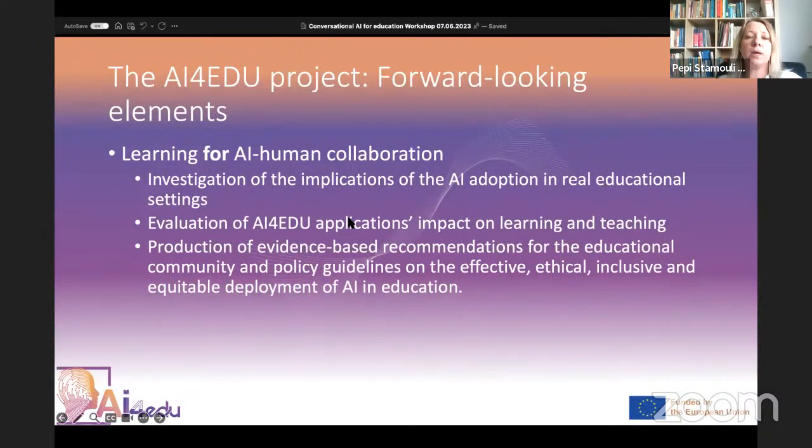Another aspect of AI and learning that we are addressing is learning for human and AI collaboration. In this context, we aim to investigate the implications of the AI adoption in real educational settings in terms of several ethical aspects, to evaluate our applications' impact on teaching and learning in terms of their usability, acceptance, and learning outcomes, and also to produce evidence-based recommendations addressed to the educational community and to policymakers on the effective, ethical, and inclusive deployment of AI in education.